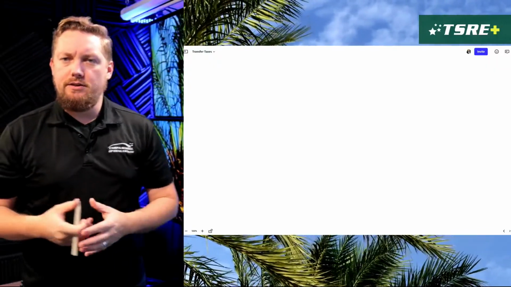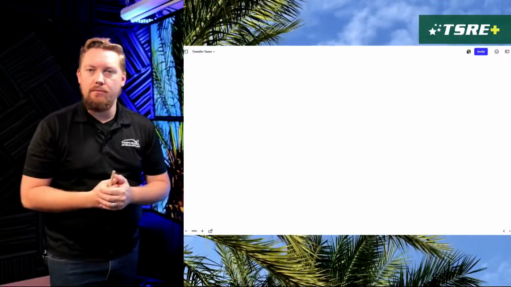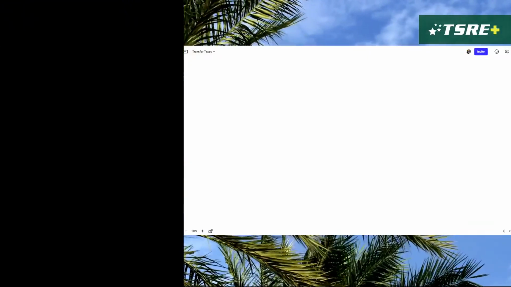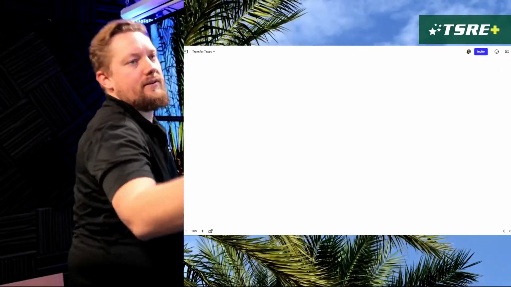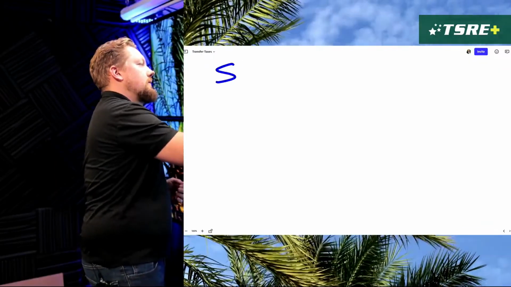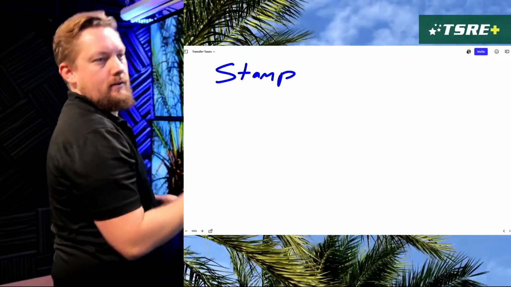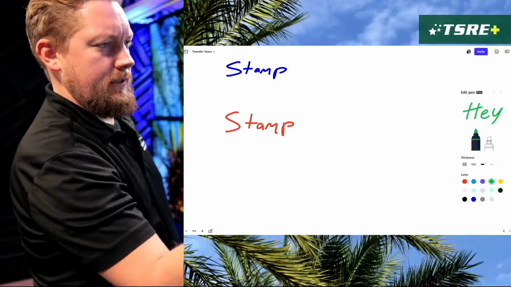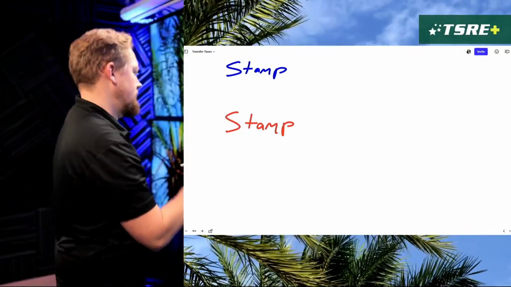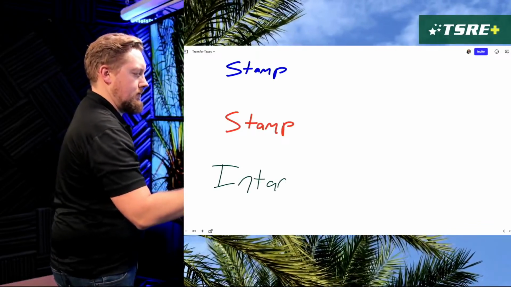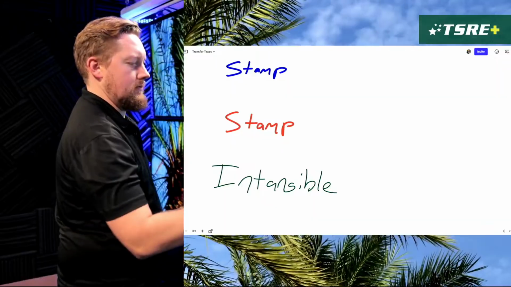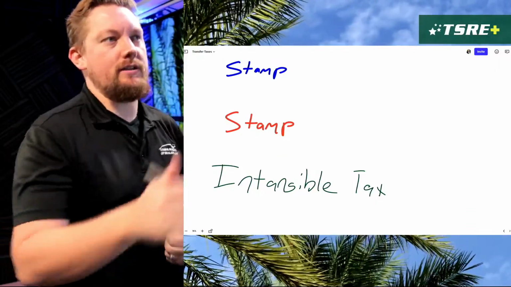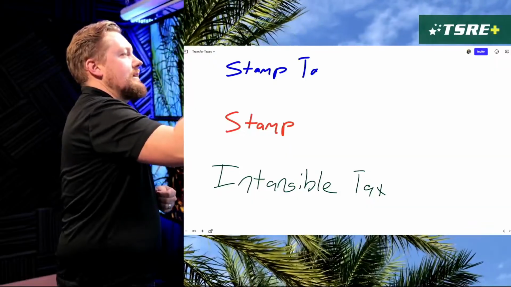Now, before we could solve one of these questions, we have to remember three different items, three different taxes, two different stamp taxes. So there's three taxes to remember. Two different stamps. The first one's going to be the stamp tax on the deed.